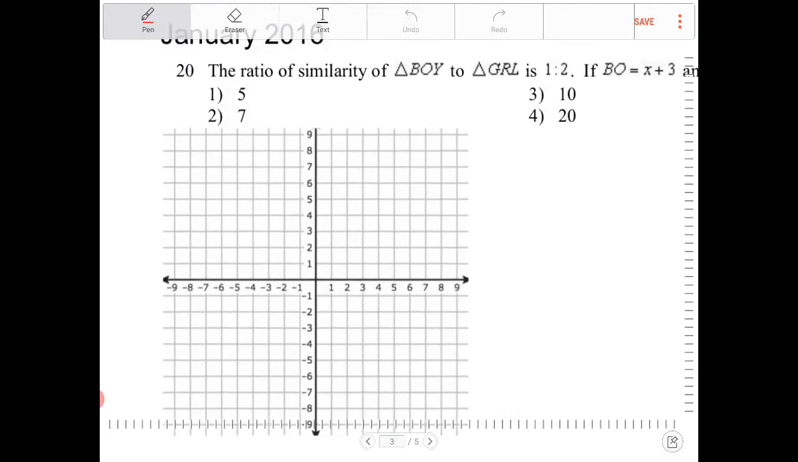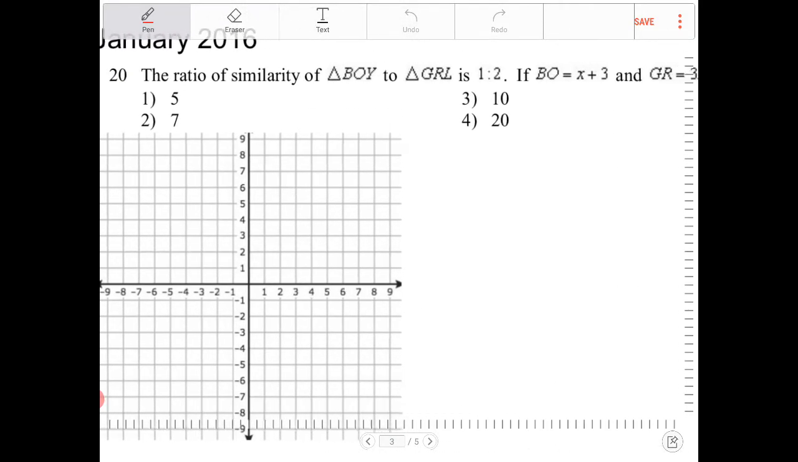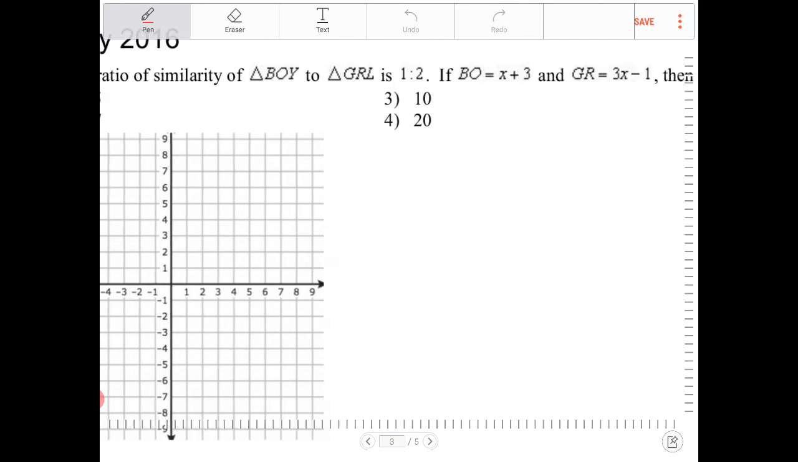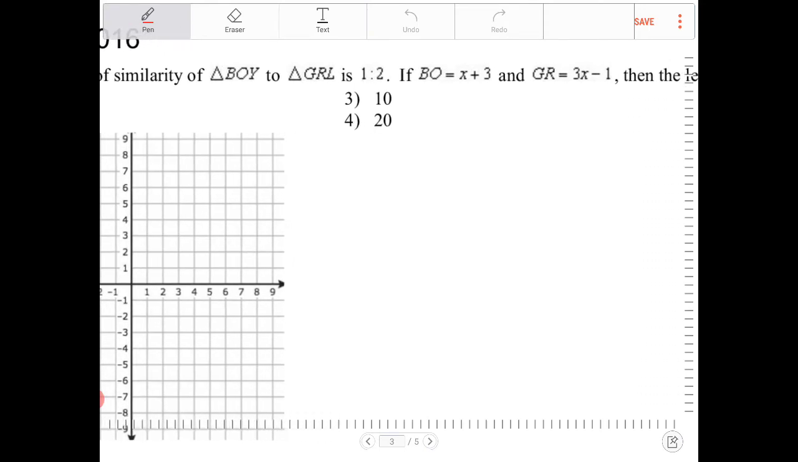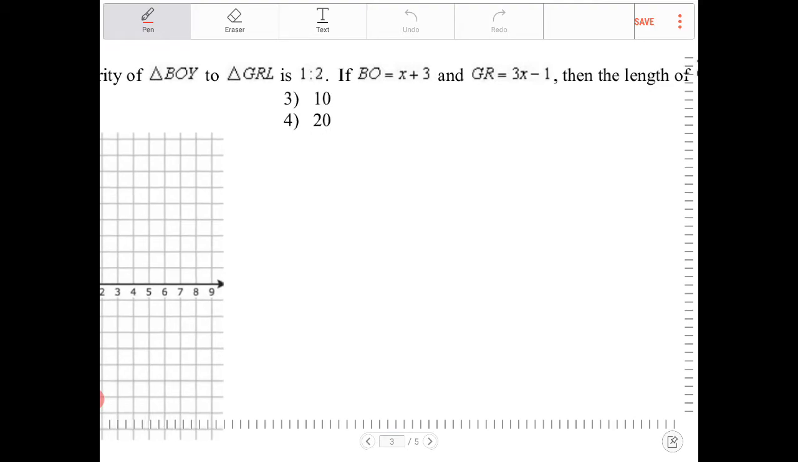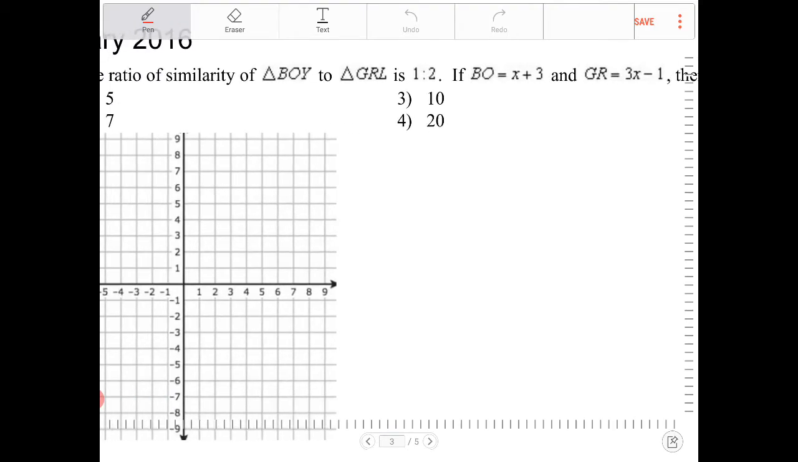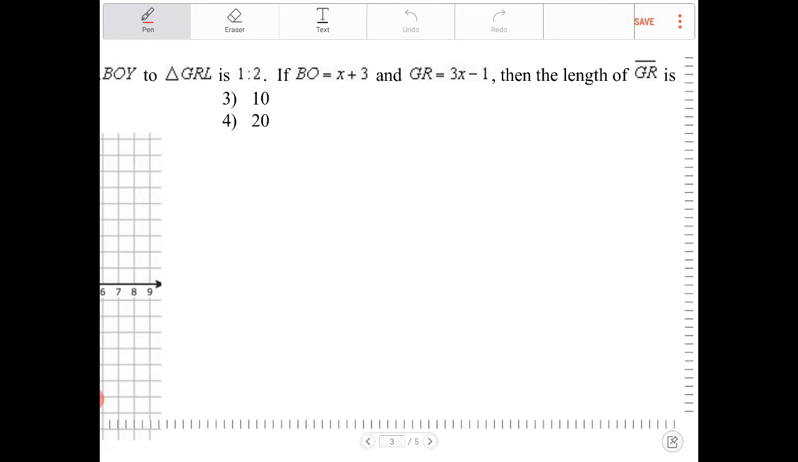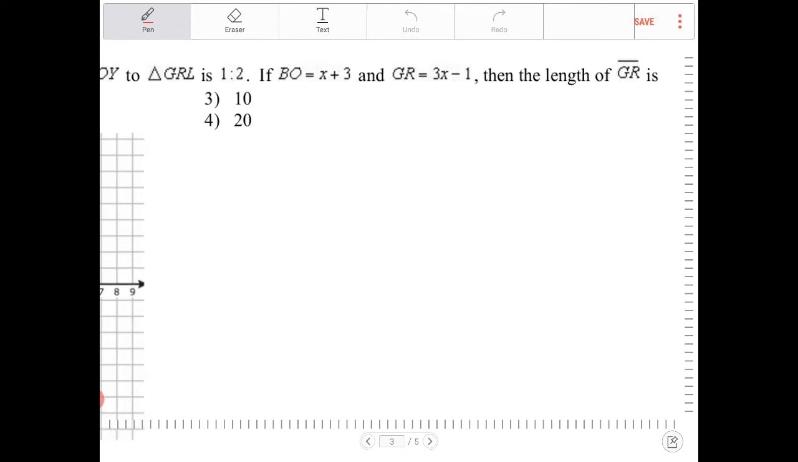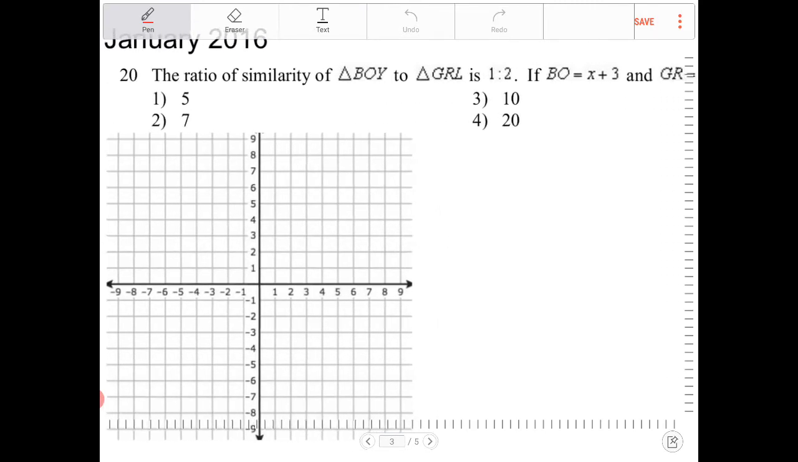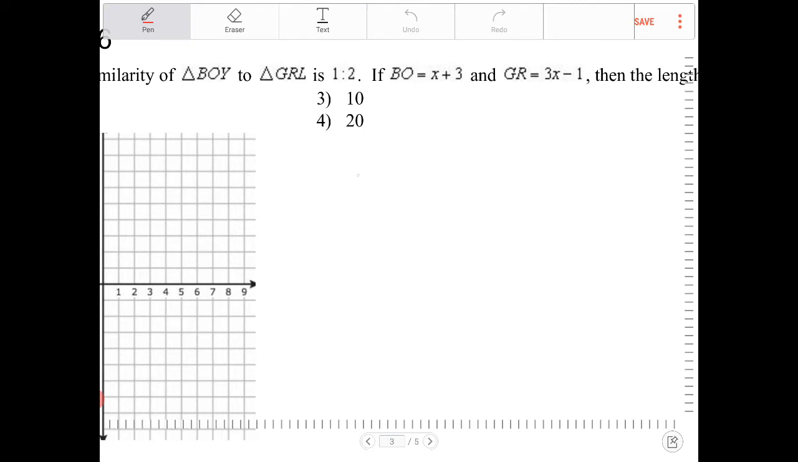All right, let's take a look at the next one, next page. The ratio of similarity of triangle BOY to triangle GRL is 1 to 2. So that means we are dilating. We're going from 1 to 2 times the original. If BO is equal to x plus 3 and GR is equal to 3x minus 1, then the length of GR is... GR is going to be twice as big as BOY, by the way, right? So that means BO is going to be half that of GR.